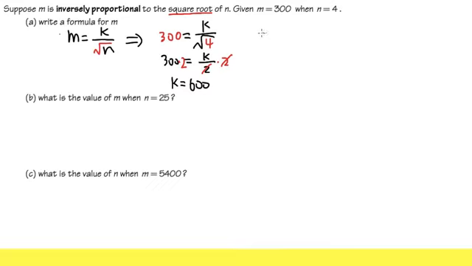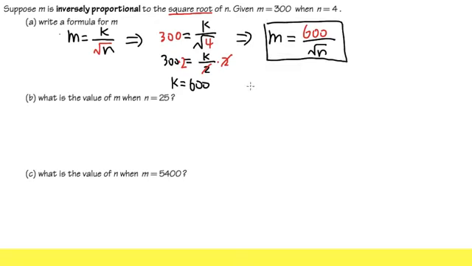And in the end, we can write down the equation for m, where k is 600. We just have to put that down. So we get m equals 600 divided by square root of n. So here we have it. This right here is the formula for m.